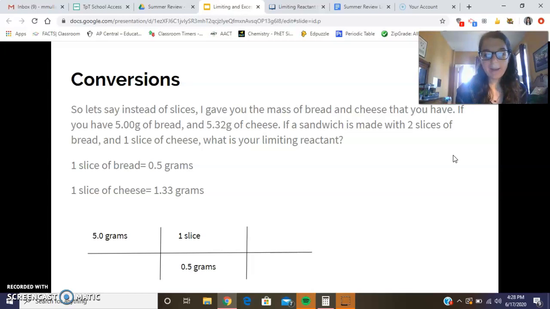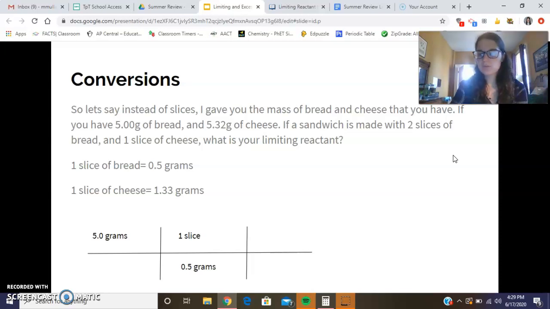So when I write this out, I want my grams units, those numbers, to be on opposite sides of the fraction line. When things are on opposite sides of the fraction line, they're going to cancel out. So here our grams are going to cancel out and we're going to end up with slices.